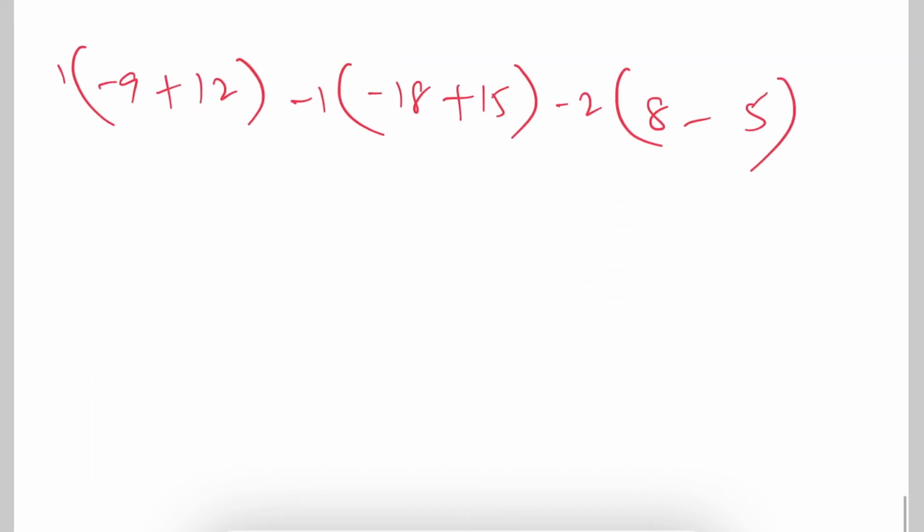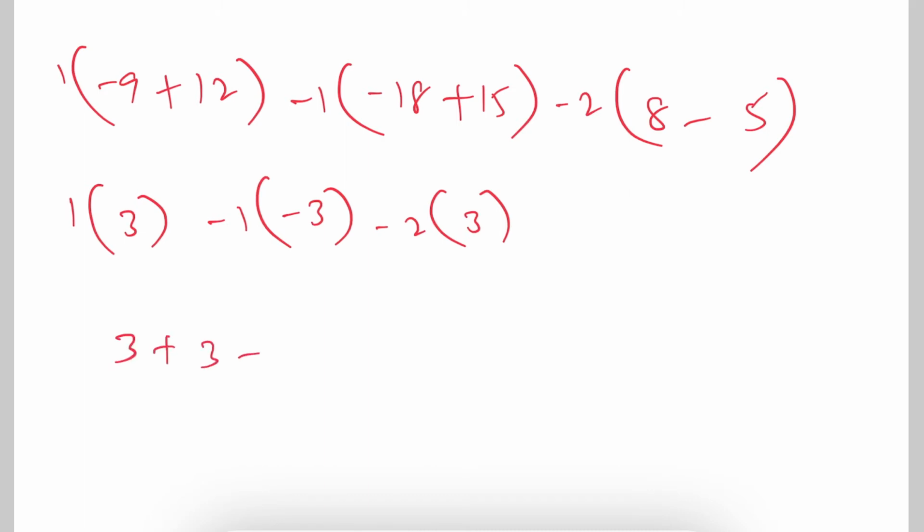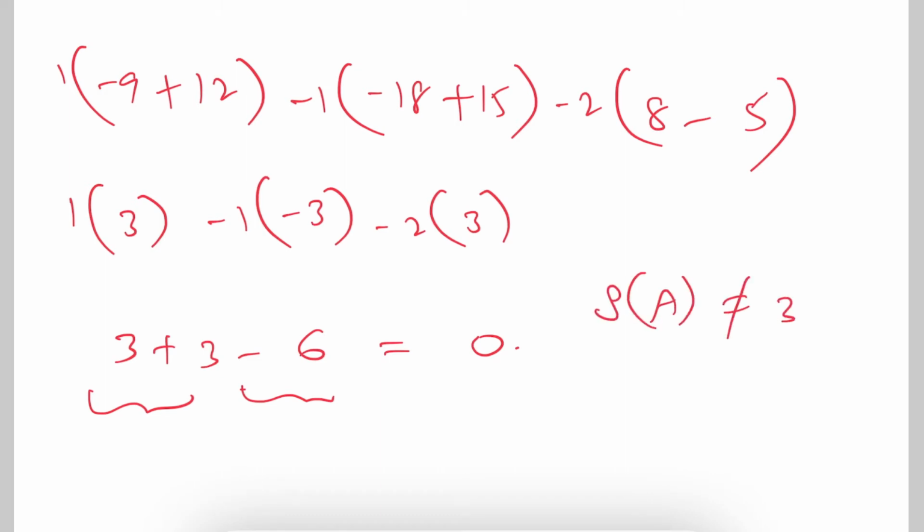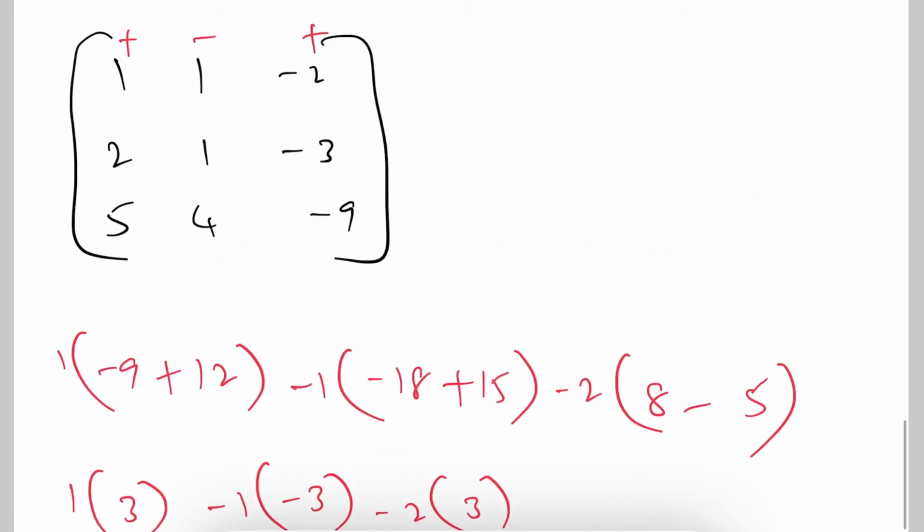Okay, if you observe this, 1 into minus 9 plus 12 is 3, minus 1 into minus 18 plus 15 is minus 3, minus 2 into 8 minus 5 is 3. So 1 threes are 3, minus 1 into minus 3 is plus 3, minus 2 threes are 6. So 3 plus 3 is 6, 6 minus 6 is 0. So here we got the determinant as 0, then the rank is not equal to 3. So the rank should be less than 3, because here we got the determinant as 0. So now the rank is less than 3, right? So from the given matrix we need to pick one 2 by 2 submatrix. For that I am taking 1 1 2 1.